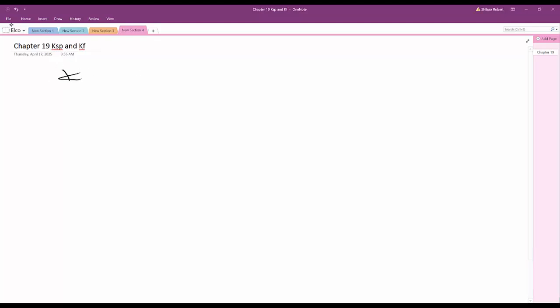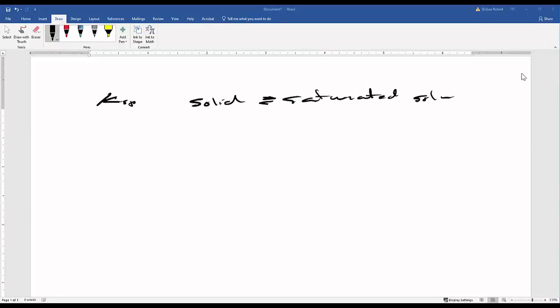It was supposed to be a K, but let me try that again. KSP. This is just the solid and saturated solution equilibrium. Okay, I just did a quick change to Word because something with my tablet is making writing difficult.